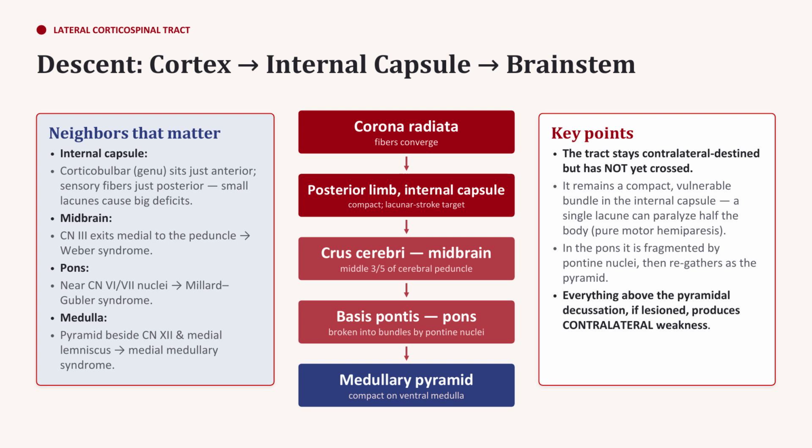The tract then enters the midbrain in the middle 3/5 of the crus cerebri. Here, CN3 exits medially, so a lesion produces Weber syndrome, ipsilateral third nerve palsy with contralateral hemiparesis.